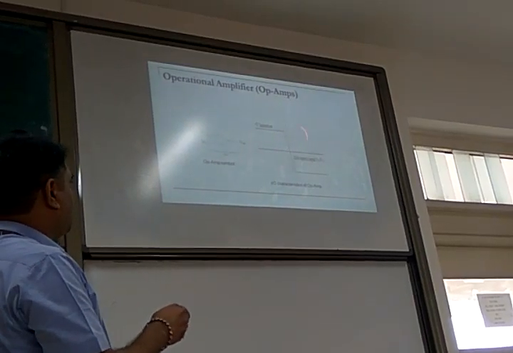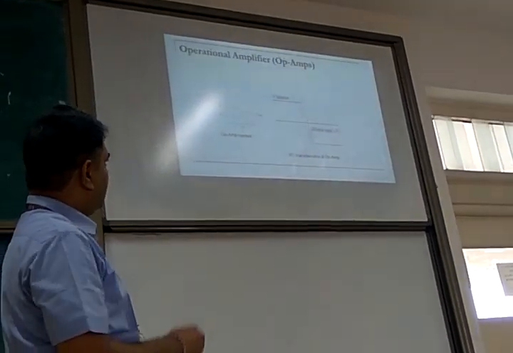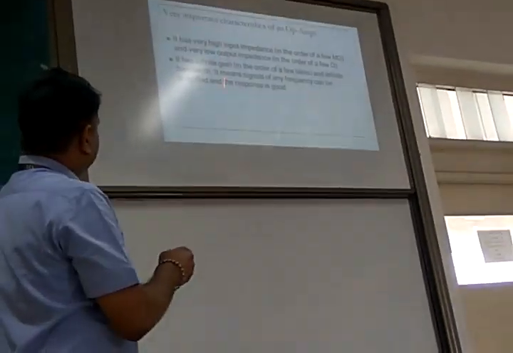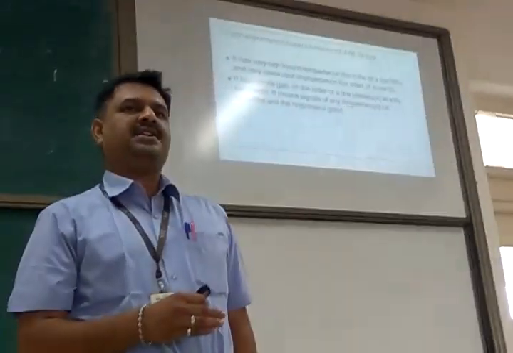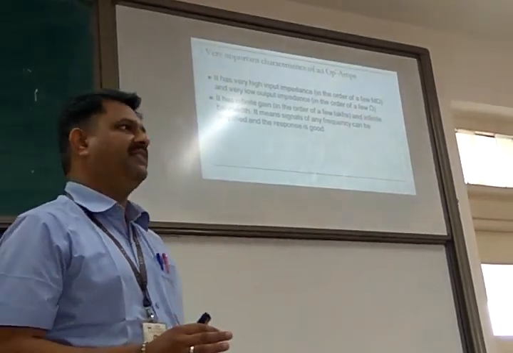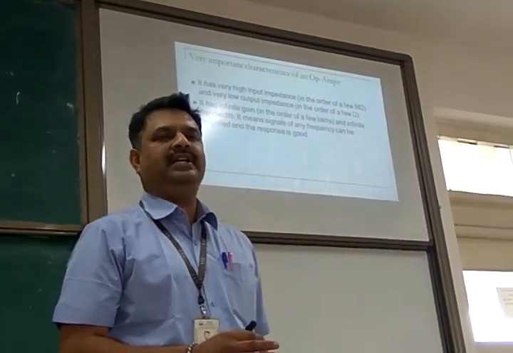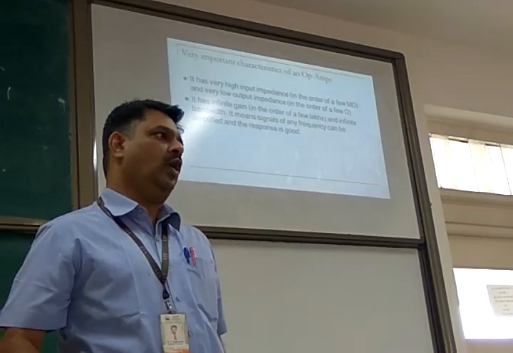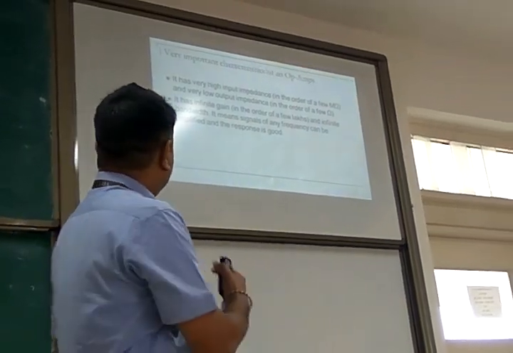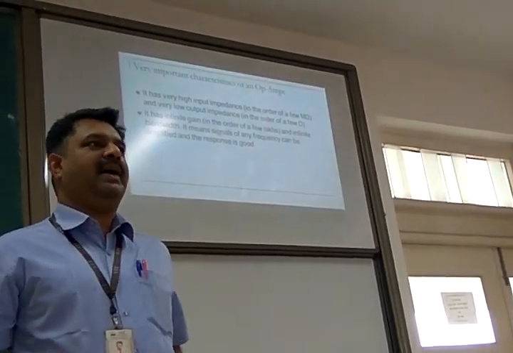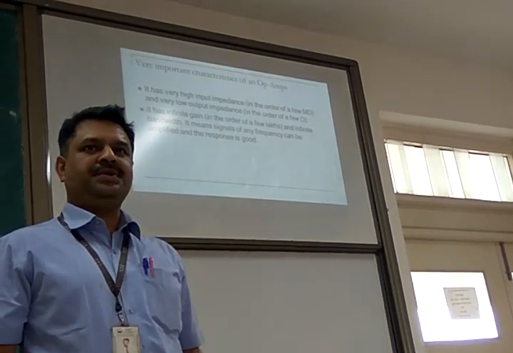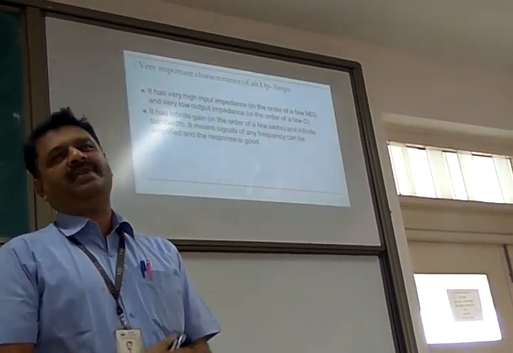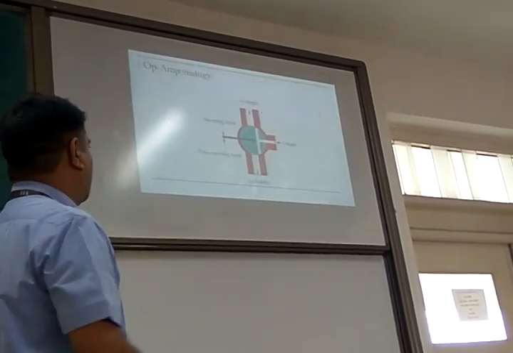The symbols and input-output characteristics are very important. Also, two important characteristics of an op-amp. Last class, I think we took a long time in explaining the two characteristics. One is that it has very high input impedance and very low output impedance. The other is that it has infinite gain and bandwidth. It's very easy to say, but this is the ideal expectation from an amplifier, and it satisfies all.